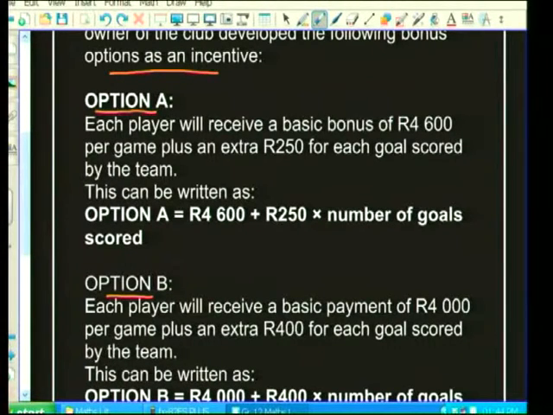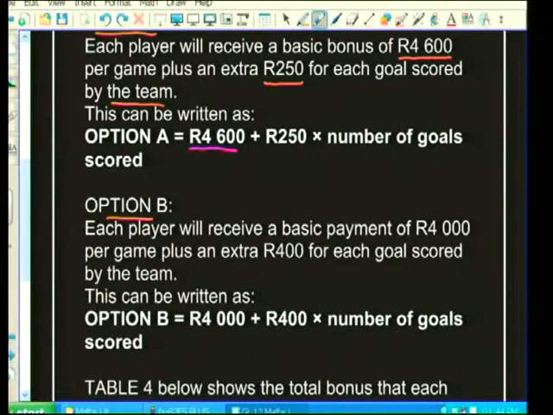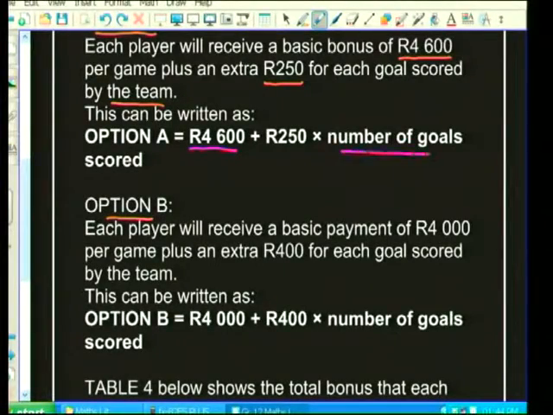Option A: each player will receive a basic bonus of 4,600 Rand per game, plus an extra 250 Rand for each goal scored by the team. And now this can be written as, well, let's look at what they've written. They've given us the equation. So option A is equal to 4,600. That's the basic that she's going to be paying them for each game. So that's kind of her fixed amount that they're getting, plus they're getting 250 Rand times the number of goals scored. They're getting 250 Rand for every goal scored, and that's going to give us the total.